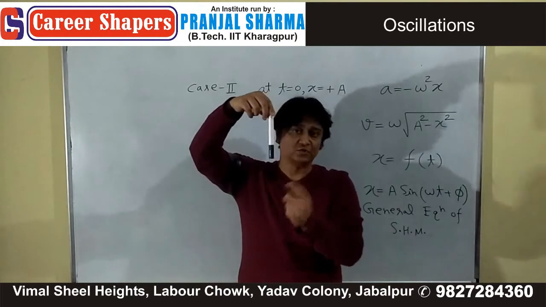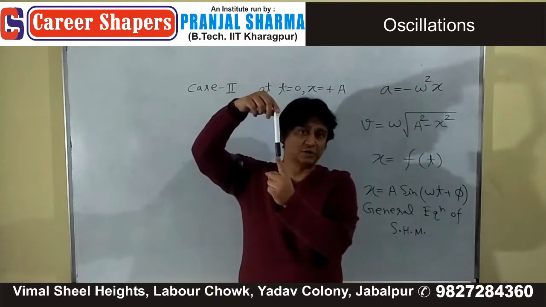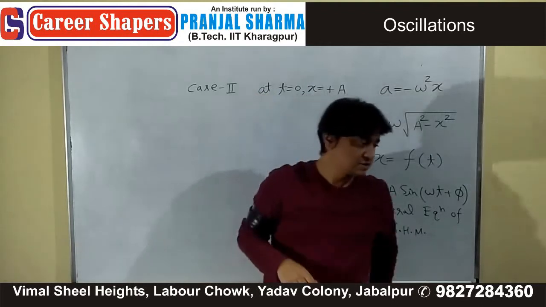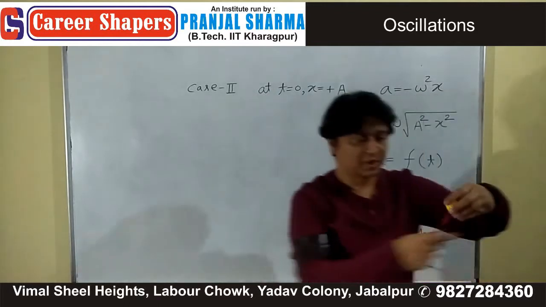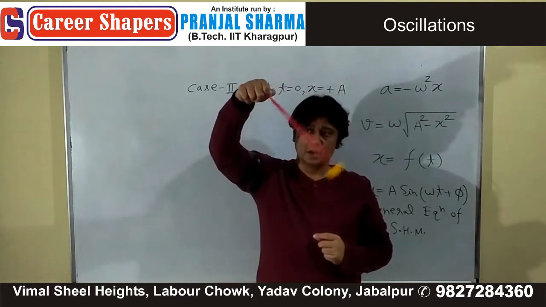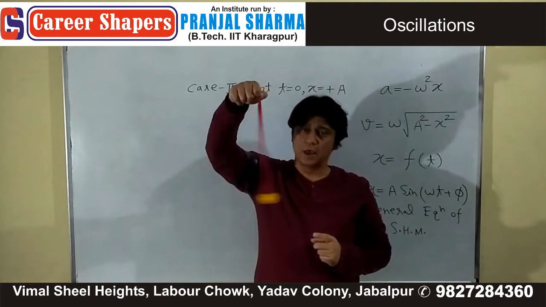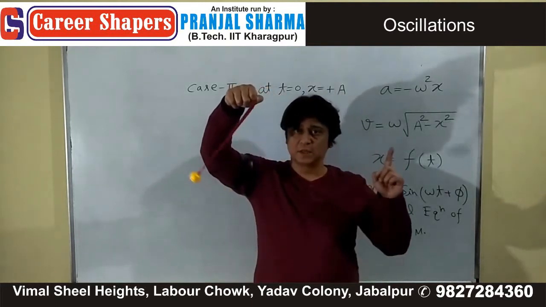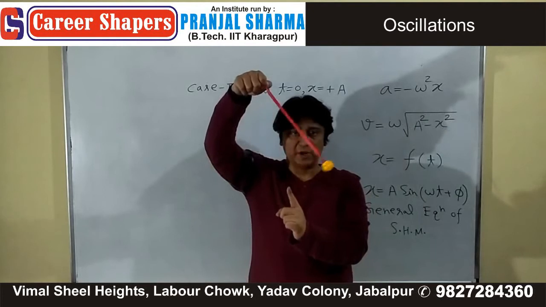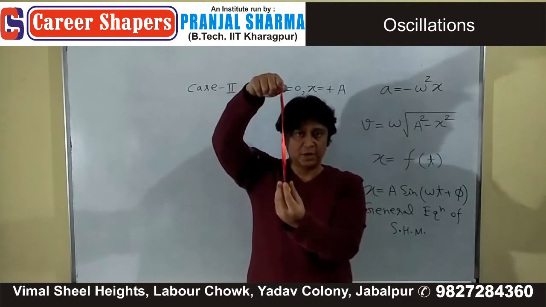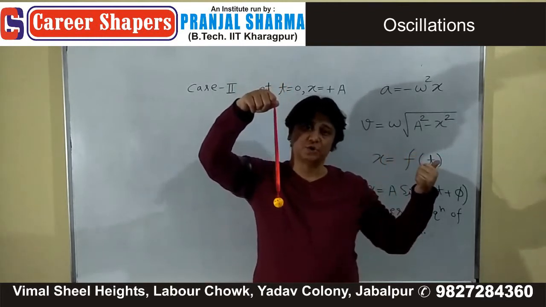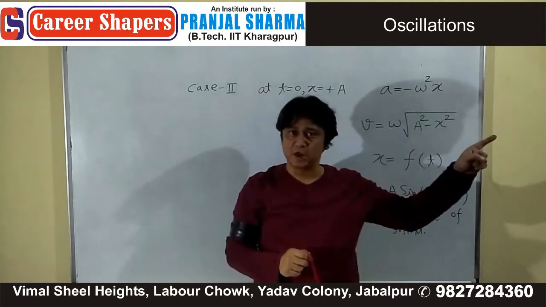Now, in case 1, it was at this position when t was 0. But remember, it was not at rest. It will be much more clear with the help of this. Let's look at this simple pendulum. Now somebody is oscillating this thing. Now, during this oscillation, an observer starts his stopwatch when this pendulum ball is at the mean position. When it is at the mean position and is going toward positive amplitude, at that moment he starts his stopwatch. In that case, he will write x equals A sin omega t.